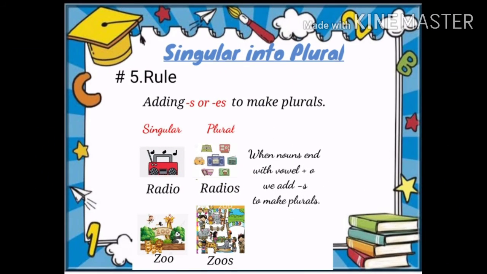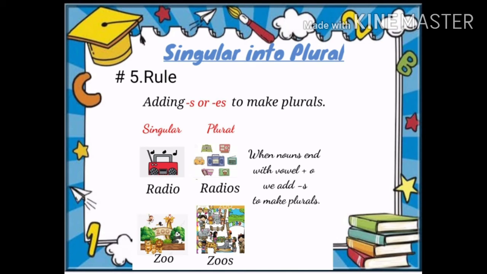Next comes our fifth rule, in which we add either S or ES at the end of the singular noun to make it into plural form. And this rule implies when the singular noun ends with O. So when a singular noun ends with O and before O any vowel letter is there, so we will simply add S at the end to make it into plural form. For example, radio. In radio, it is ending with O and preceding letter of O is I. I is a vowel, so it will become radios. We will simply add S at the end.